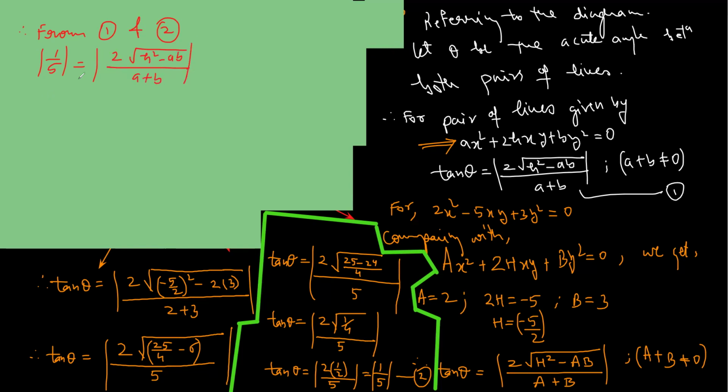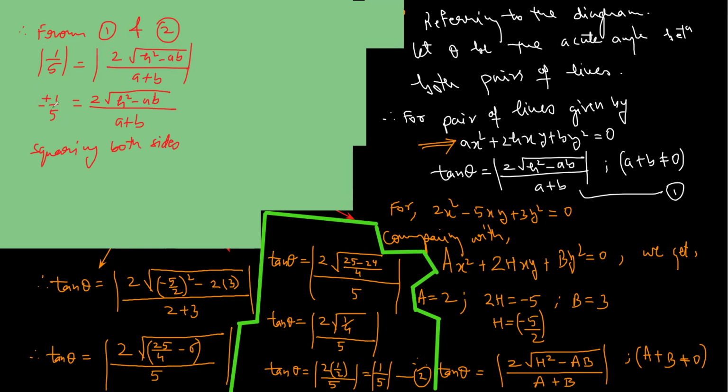Correct? Now you know that when you remove mod, there are both sides mod. So when you remove both sides mod, you don't have to put plus minus both sides, any one side. So I remove mod. So plus or minus 1 upon 5 is equal to 2 root of h square minus ab upon a plus b. Now I will square both sides. Why do I square? Because I have to remove this root sign. So squaring both sides, see what do I get?